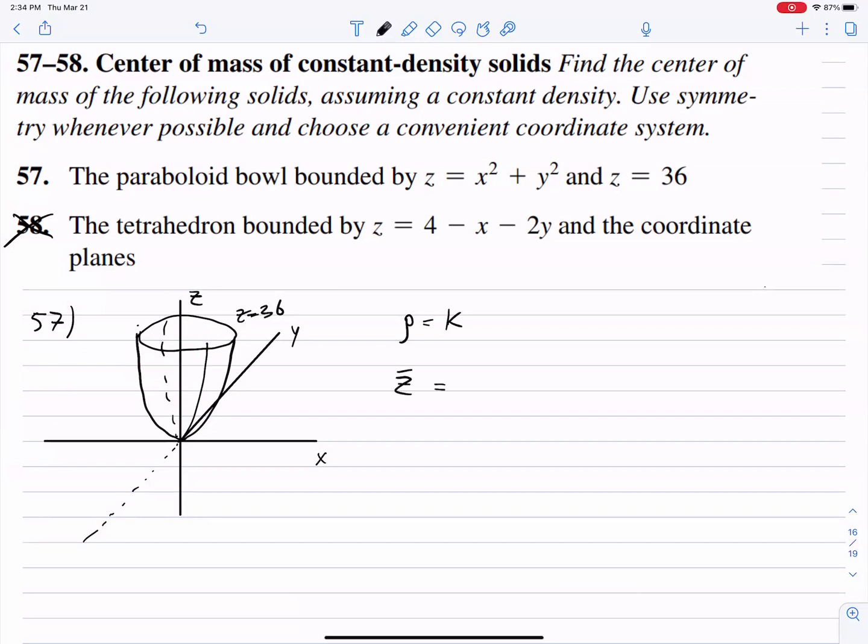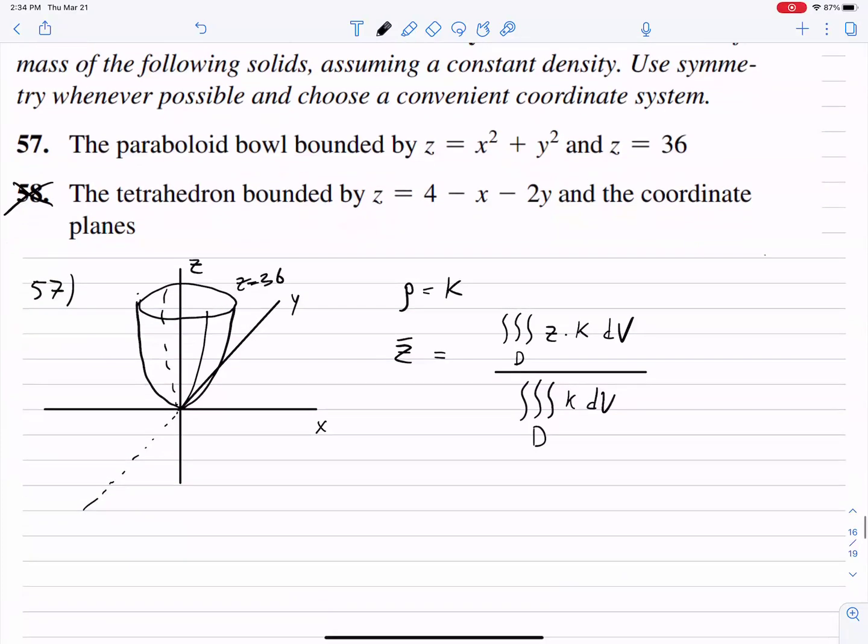So z bar is some triple integral over D of z dV, technically times the density, which we called k. It could be rho, it doesn't matter. I just don't want to use rho in case we're going to use spherical coordinates. So that's why I call it k. And then we have to divide by the mass, which is the integral of k dV over D. So this is the thing we need to compute, right? x bar and y bar are both going to equal 0 by symmetry.